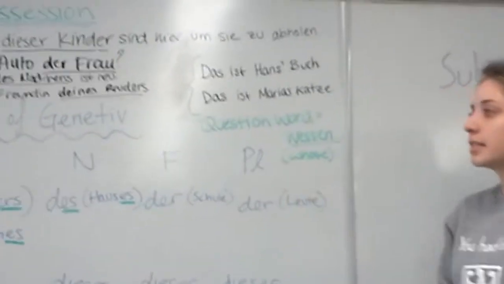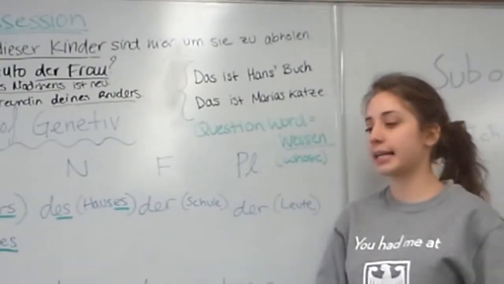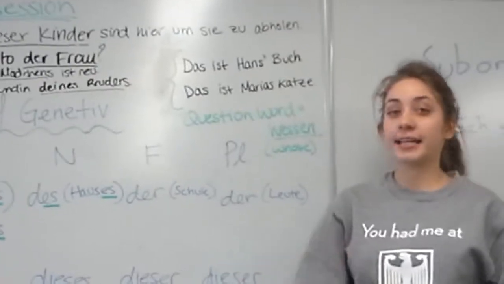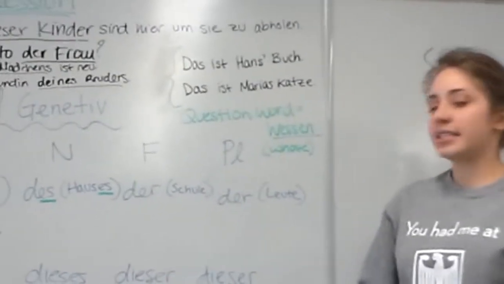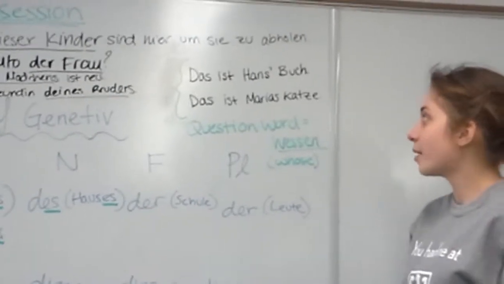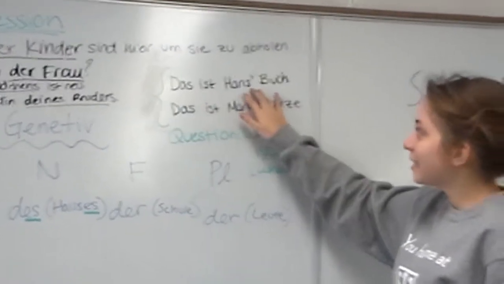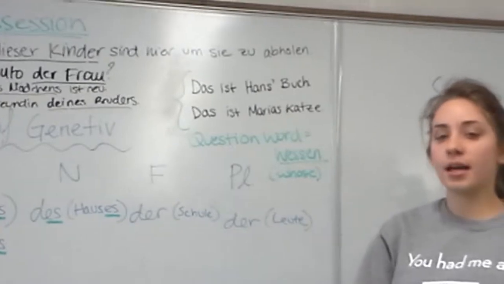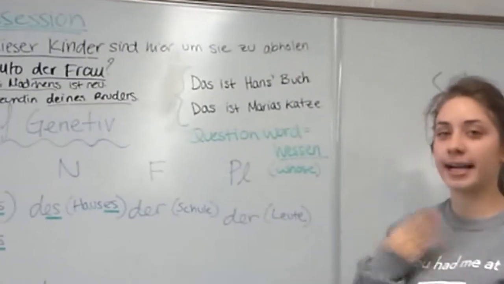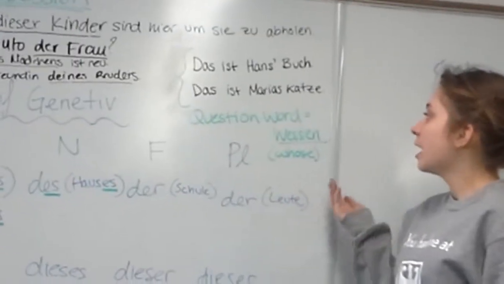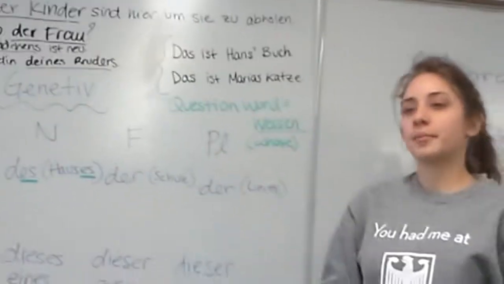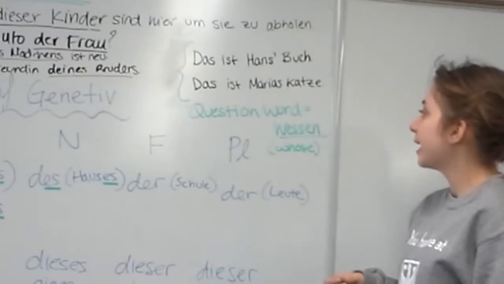Like in English, where we say this is Anna's book or this is Amanda's chair, they use the same in German as well. Das ist Hans' Buch. You indicate it with an apostrophe since you do not need an extra s when the name ends in an s. And Das ist Marias Katze. You just add the s in German, with no apostrophe in that case.